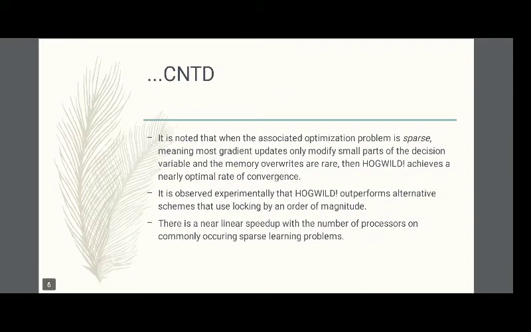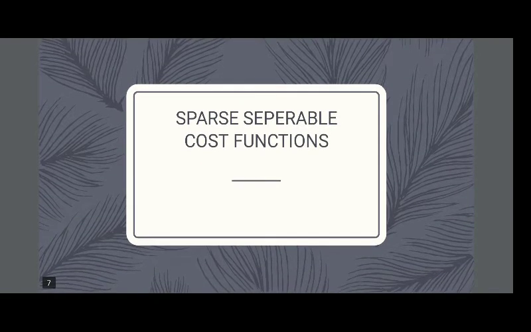It is noted that when the associated optimization problem is sparse, meaning most gradient updates only modify small parts of the decision variable and the memory overwrites are rare, then HOGWILD achieves a nearly optimal rate of convergence. It is observed experimentally that HOGWILD outperforms alternative schemes that use locking by an order of magnitude. There is a near linear speedup with the number of processors on commonly occurring sparse learning problems, which is great. Now we would discuss sparse separable cost functions.